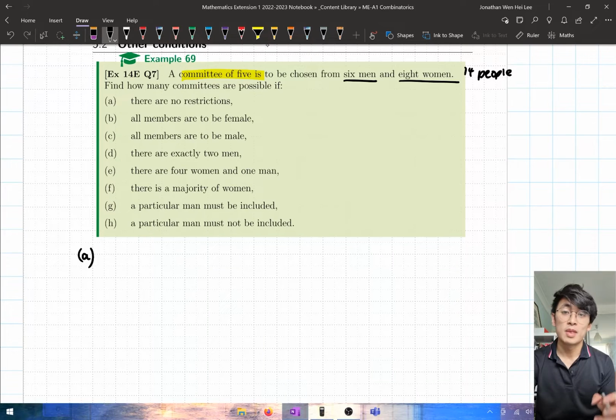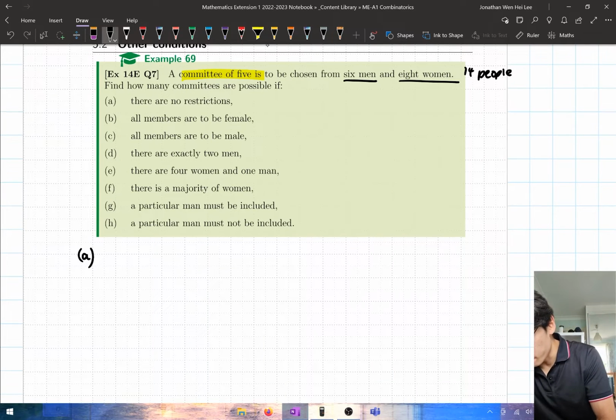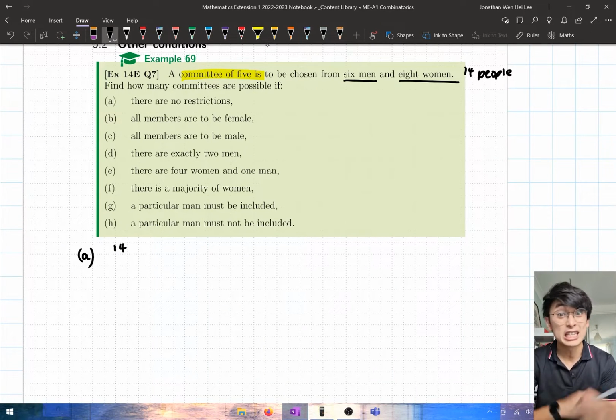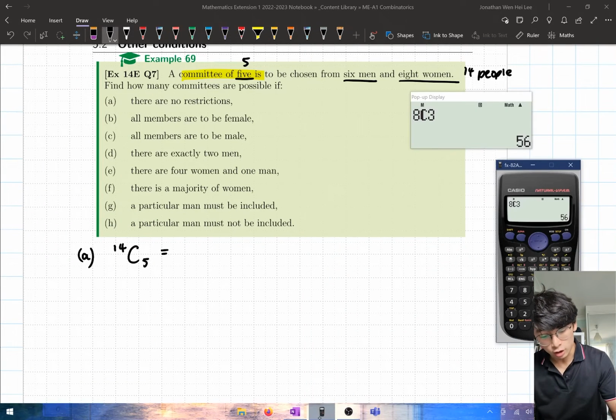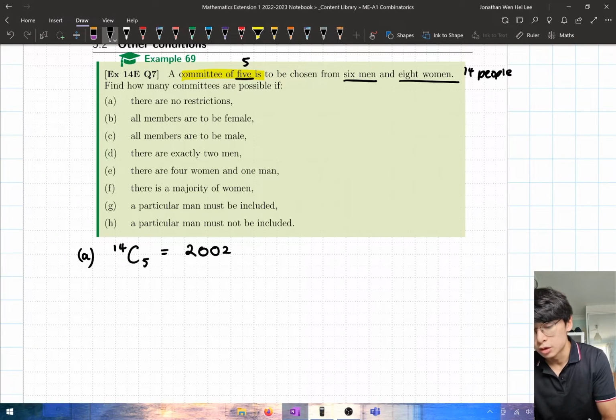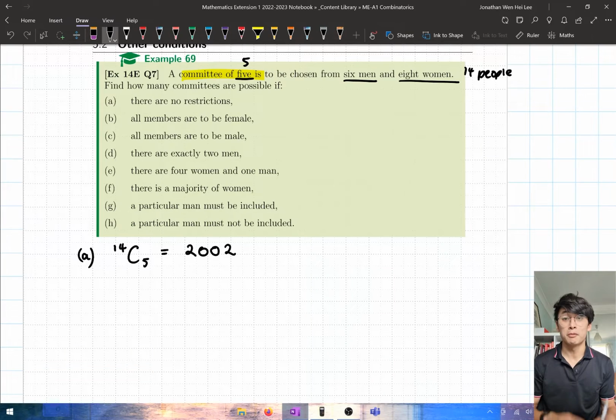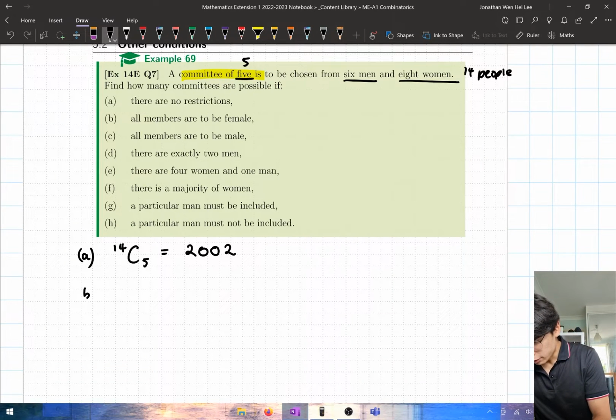Well, there are 14 people. So I'm going to have 14, and out of them, because it's a committee, it doesn't matter what order we select them in. It's going to be 14 choose. How many people are we choosing? We're selecting 5 people. So it's going to be 14 choose 5. I can chuck this in my calculator. 14 choose 5. And that'll give me 2002. So there's 2002 different ways of selecting a committee of 5 people from these 6 men and 8 women. Okay, cool. Let's have a look at part B.